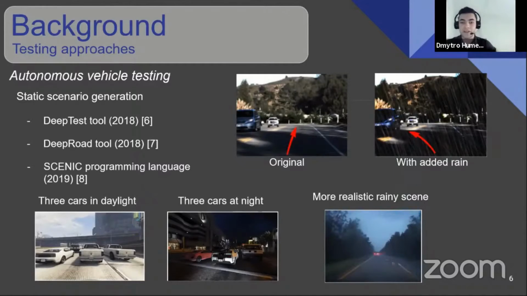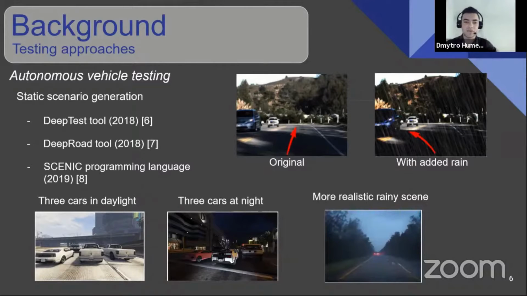However, the limitation is that it just tests the perception part, or the machine learning part, and not the closed loop behavior that we discussed earlier. So actually, to test both the machine learning part and the closed loop behavior, we need to have dynamic scenarios which change in time.